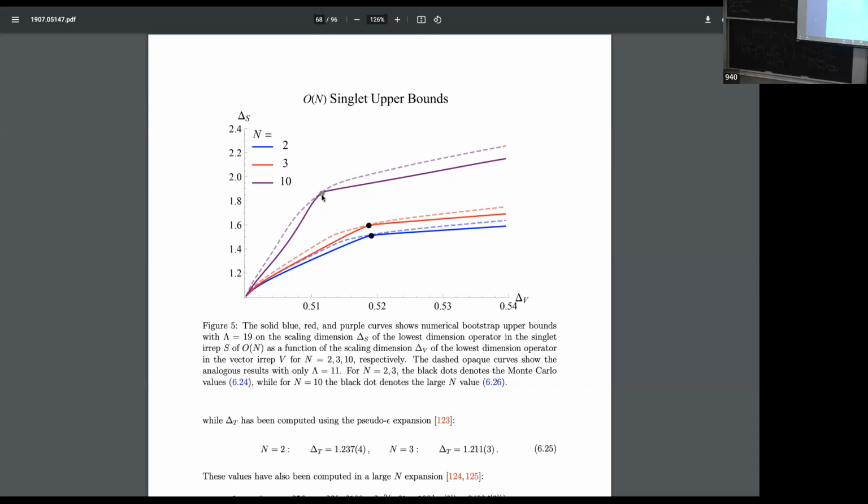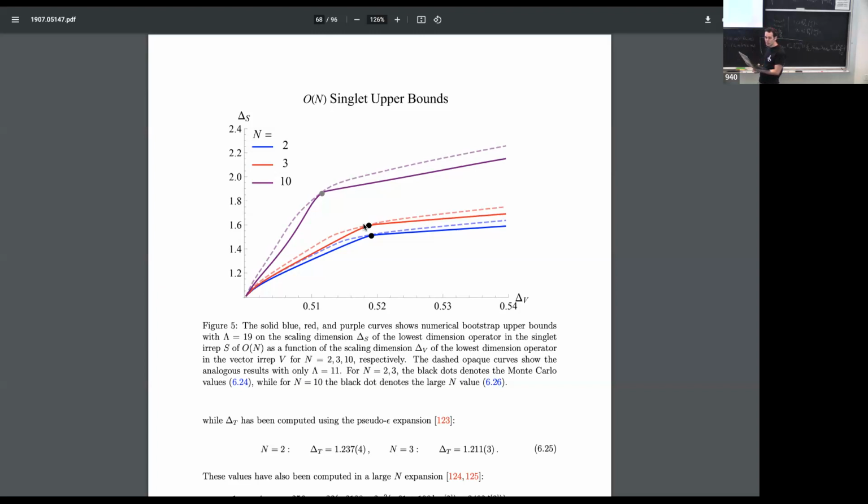The gray dot instead is computed from large n, because this is for n equals 10, so this is where you expect large n to be valid. And what's interesting is that you find a kink right where these other predictions were for the Wilson-Fisher fixed point. So this is kind of like the generalization of the Z2 Ising model results from the previous lecture to the case of O(N). So it seems like in general, Wilson-Fisher fixed points, where n equals 1 is the Ising model, always lie at some special point on the boundary of this allowed region.